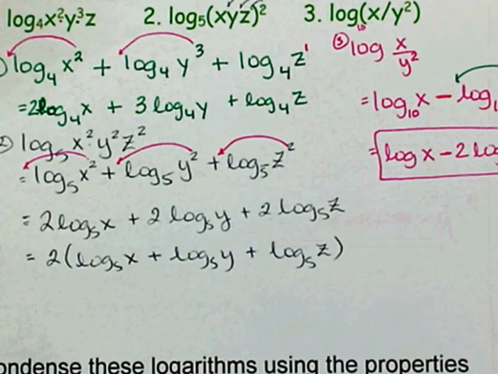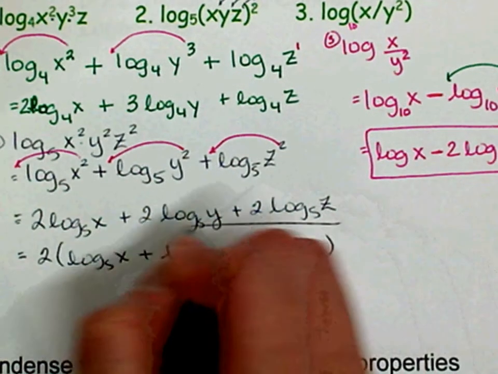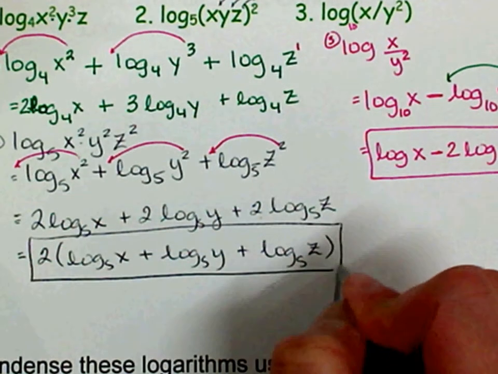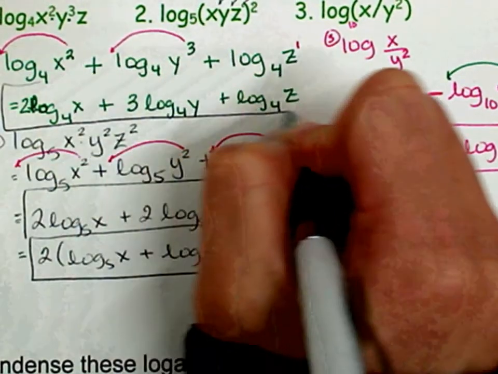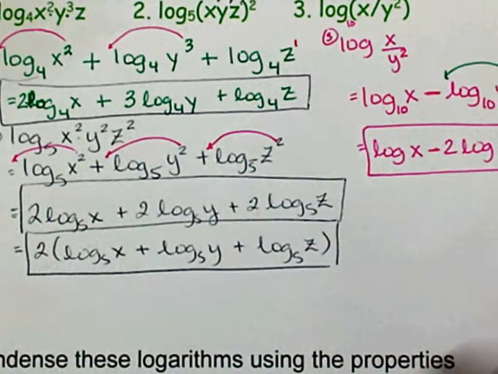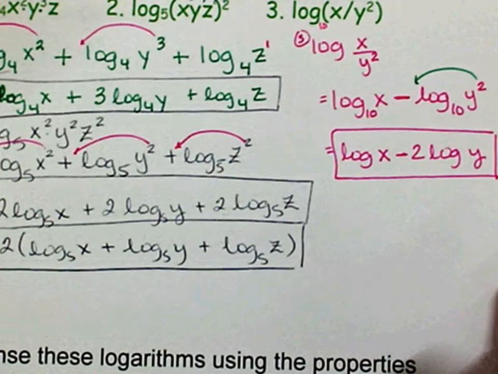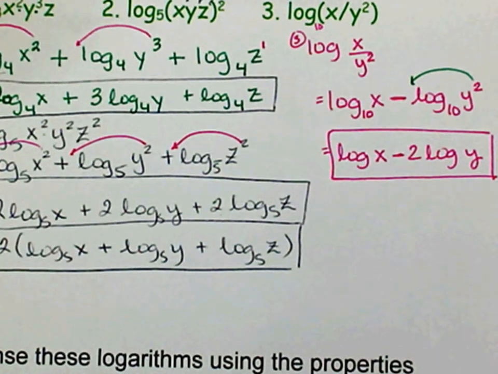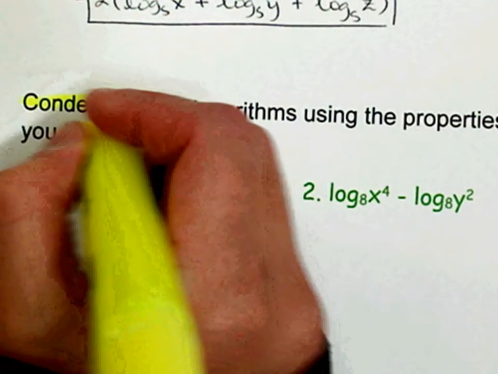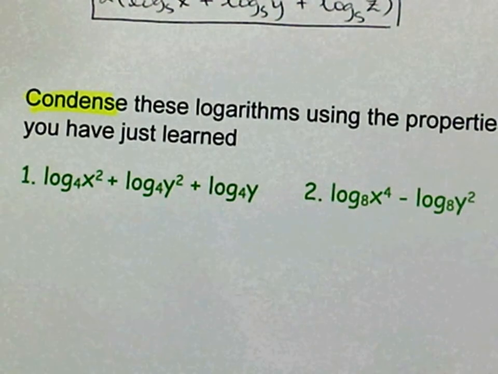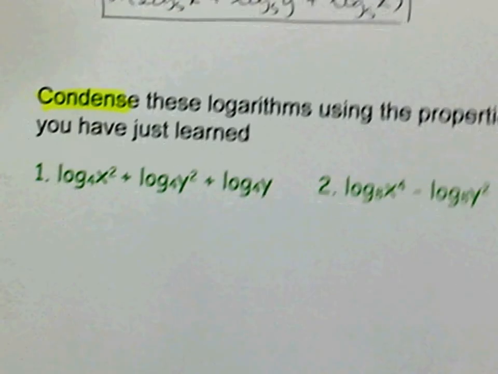All right. This one's acceptable. This one's acceptable. And there's the answer to that one. Okay. Any questions? Okay, let's go to the next one. Now we are going to condense. That means we're going to make it smaller, so log will be written one time. Okay? All right, let's look at number 1.